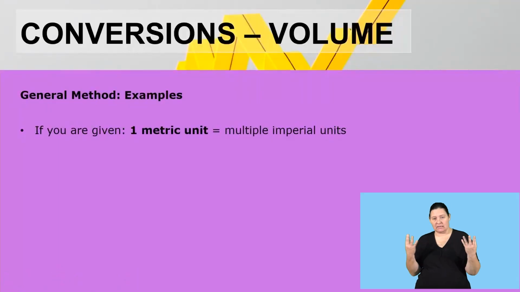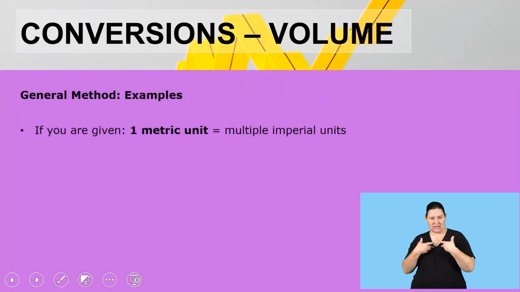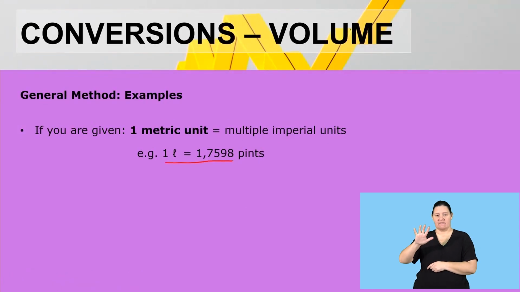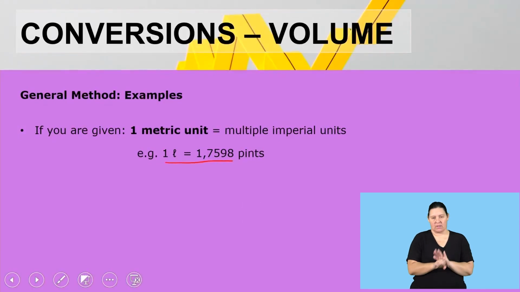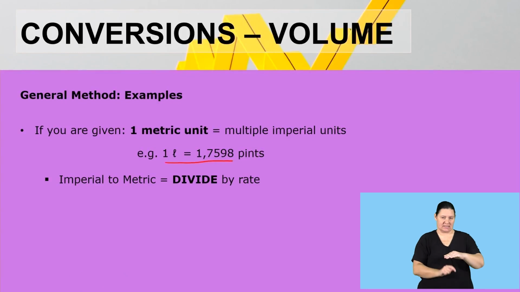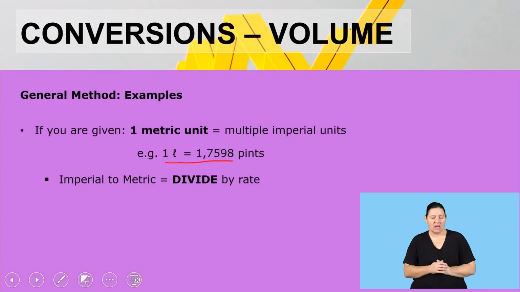Let's familiarize ourselves with a few more examples. In this case, if you are given a metric unit equals to multiple imperial units, so what will be present to you? For example, I say 1 liter equals 1.7598 pints. Example 1, before we get there, imperial to metric, we will divide by the rate.